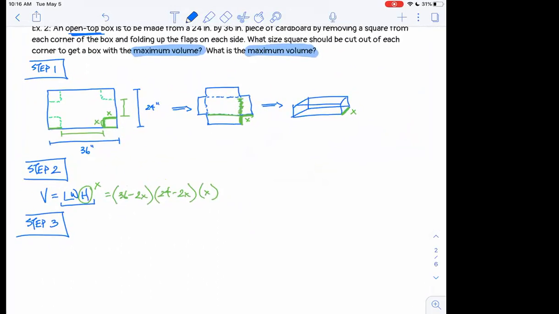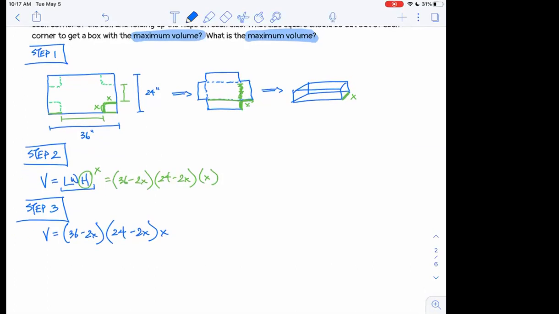So now we have the equation. It only has a single variable, x, and now I'm ready to simplify and take the derivative and set it equal to 0. So I'm going to rewrite my equation here: 36 minus 2x times 24 minus 2x times x. And I'm going to go ahead and FOIL these two, and then I'll distribute the x in at the very end.